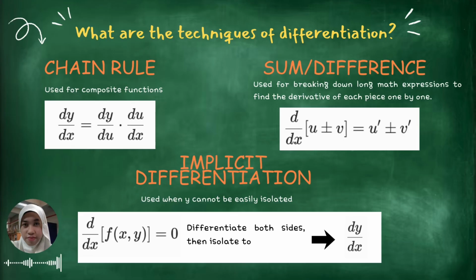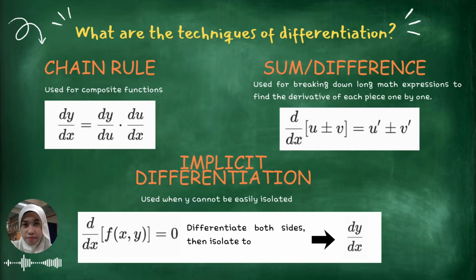Next is chain rule, used for composite functions, a function inside another function. The formula is dy over dx equals dy over du times du over dx. Next is sum and difference rule. Simply differentiate each term separately. d over dx of u plus or minus v equals u prime plus or minus v prime.